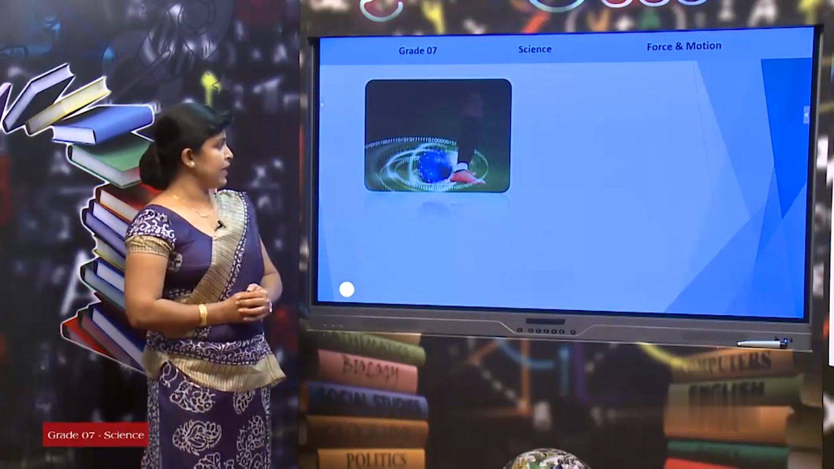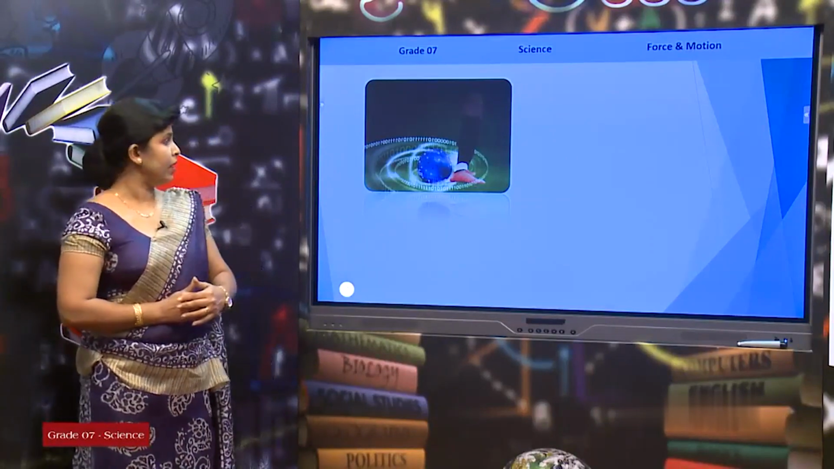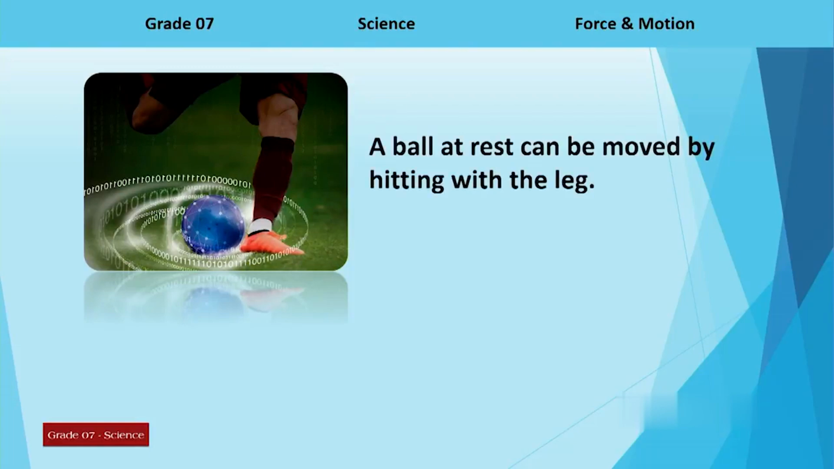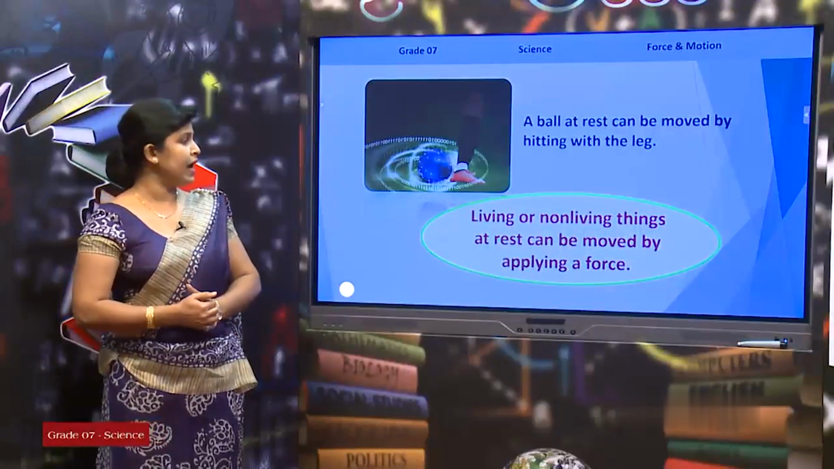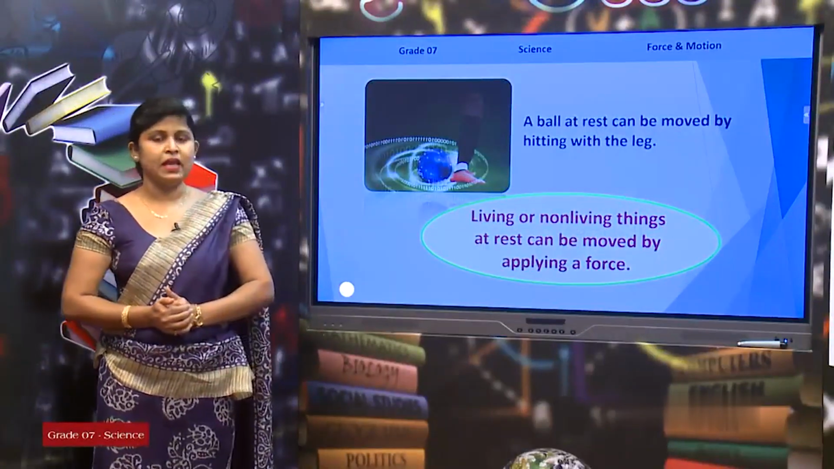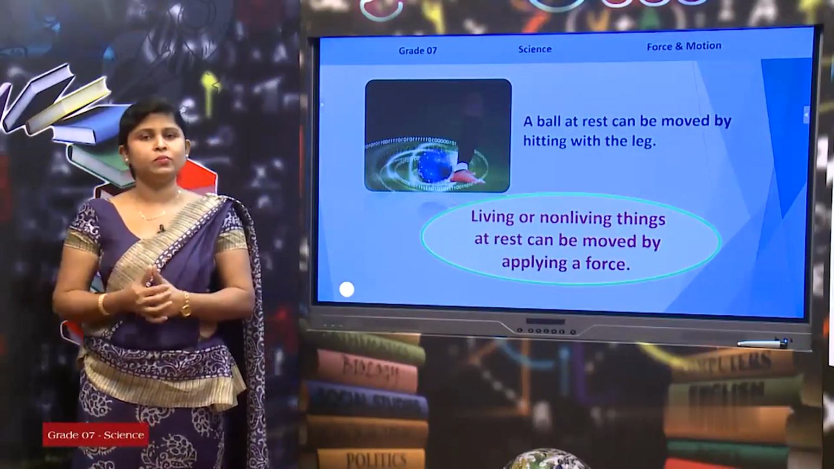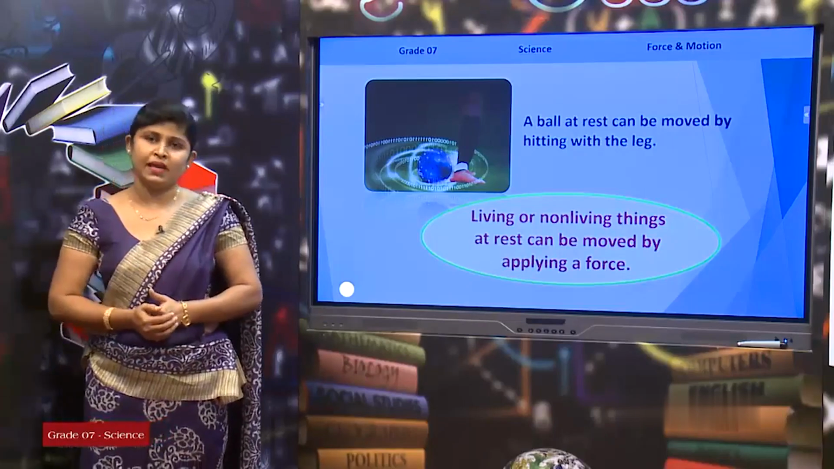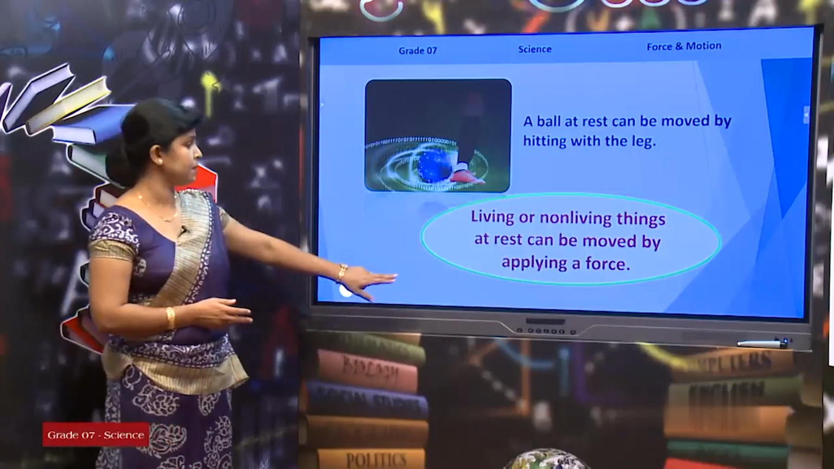In the next picture, you can see there is a ball. By kicking the ball, or by giving a force to the ball, it can be moved. A ball at rest can be moved by hitting it with the leg. So, finally, we can say that living or non-living things at rest can be moved by applying a force, right? The objects that are not moving can be moved by applying a force. That is the first effect of the force.